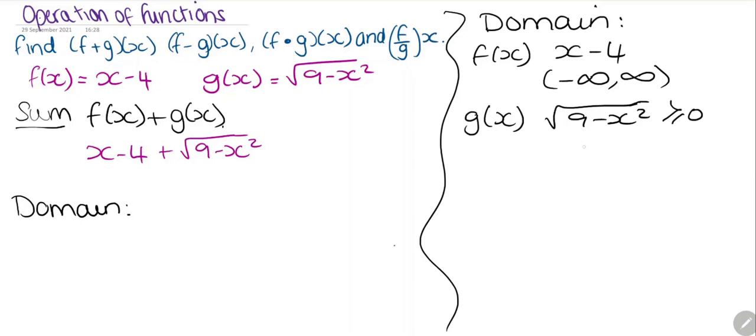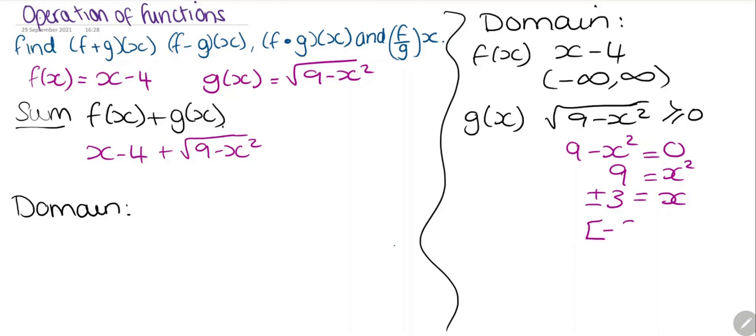So I'm going to take the 9 minus x squared and make this equal to 0, and solve. So add x squared to both sides, so x squared is equal to 9. And if I take the root of both sides, this is going to be plus or minus 3. So we're going to have positive and negative. So the domain here is going to be included because it's equal. So from negative 3 to positive 3. So this is our domain.